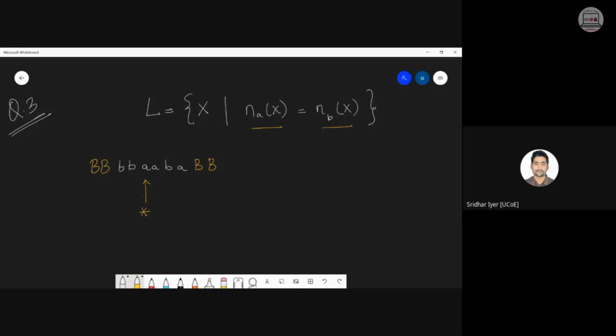A को हमने स्टार से रिप्लेस किया and keep moving to the right until this blank symbol. Okay, blank symbol तक गए and then start moving to the left. Basically, I'm coming back. Now, what should I do? Now you should get an idea what I'm trying to do.